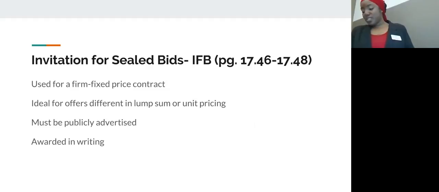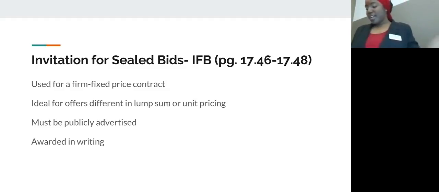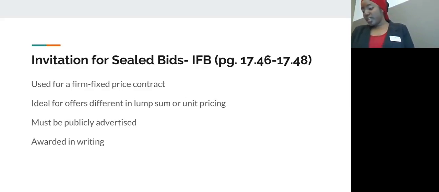It really is most common and most effective if you have really clear specifications as well as technical requirements. From that standpoint, you would want to utilize an IFB. Otherwise, if you don't have anything too specific that you're looking for, then you can stick with an RFP. But that's primarily the big difference between those two.